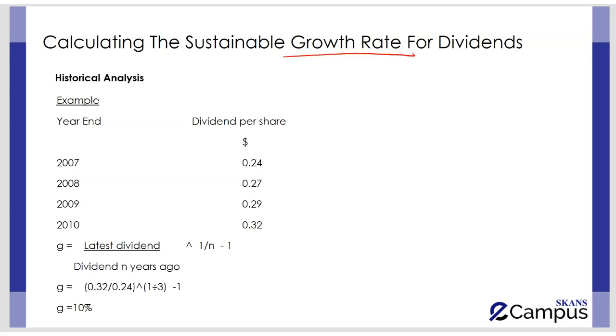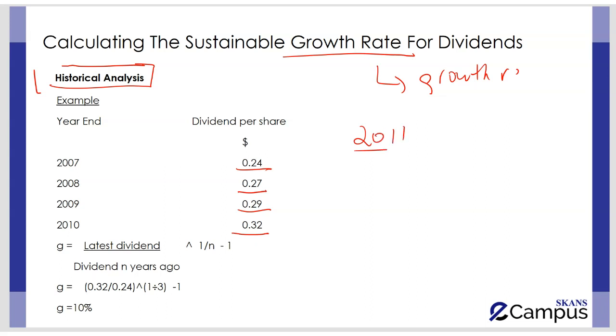And in some of the questions, they might ask you to also find out the growth rates. So the growth rate for your dividends may also have to be taken out. Now how can we find the growth rate? One example is using historical analysis. They might give you in your question that the dividends per share in 2007 is 0.24, in 2008 it's 0.27, in 2009 it's 0.29, and in 2010 it's 0.32. So what do you expect the growth rate will be in 2011?